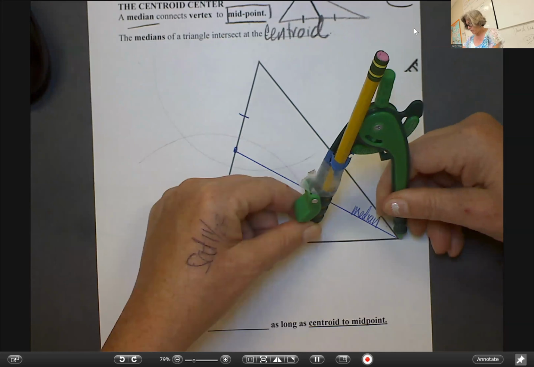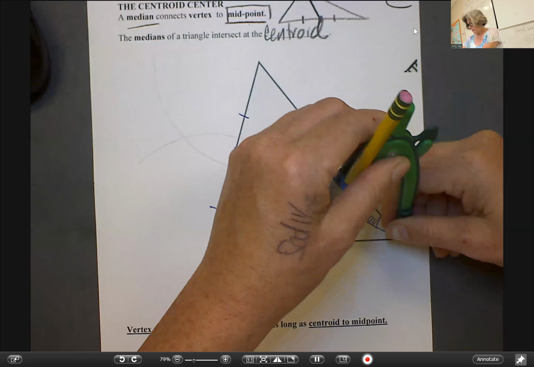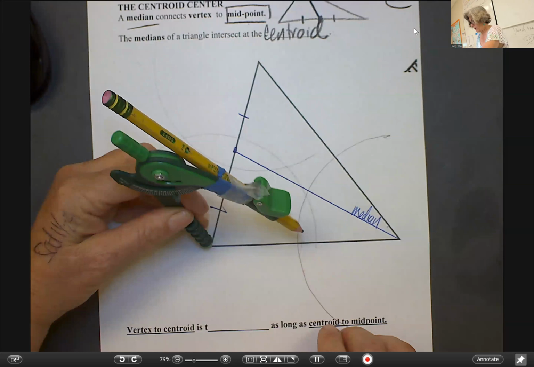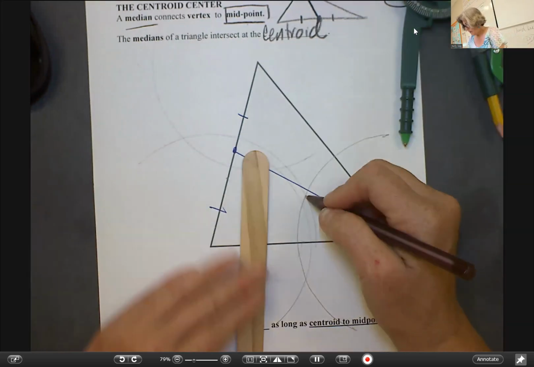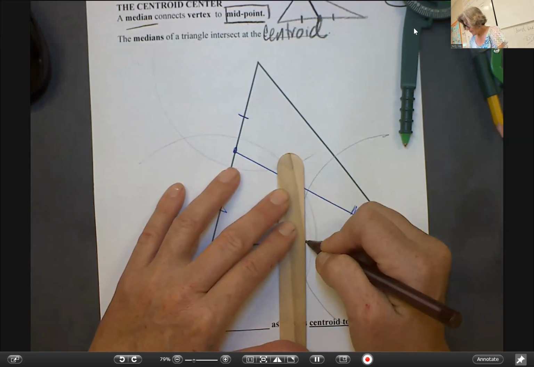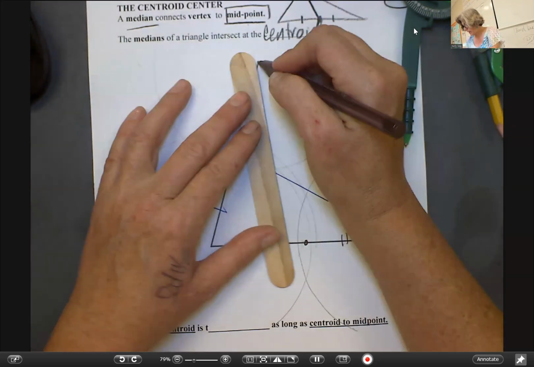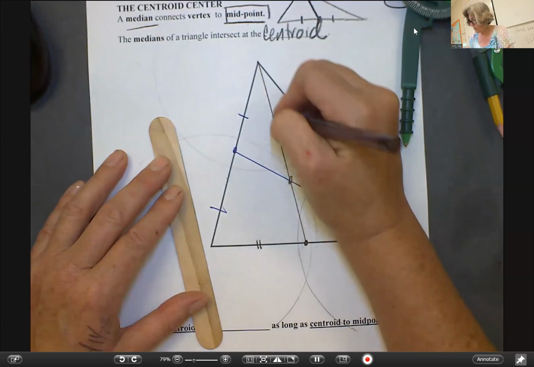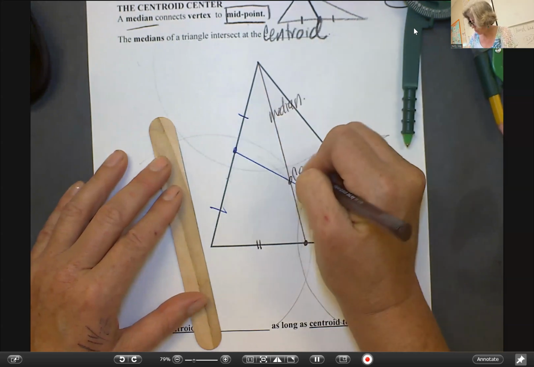Open up your compass so it looks like it's just past what looks like the middle. Pivot, sweep. Pivot, sweep. Find your points of intersection. Tick mark the midpoint. Double hatch, it's our second midpoint, and we connect vertex to midpoint. That is a median, and they cross at a centroid.